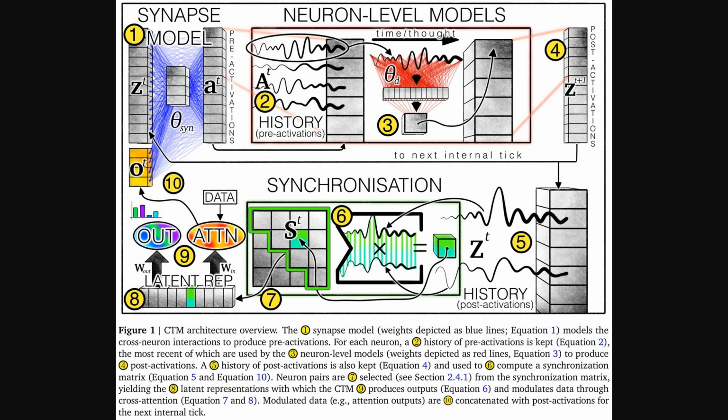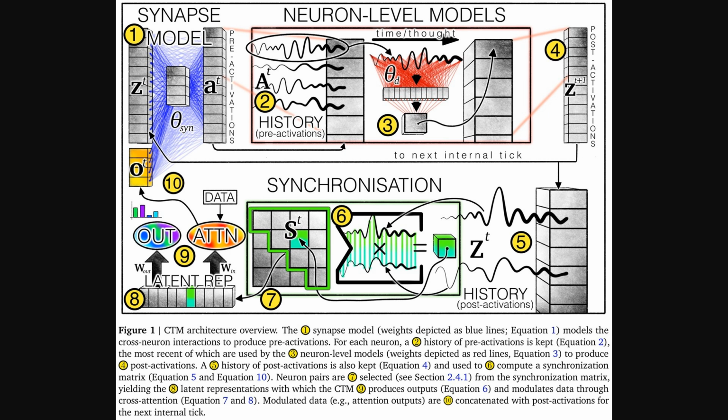Okay, so this first figure really gives us a great visual overview of the continuous thought machine architecture we were just talking about. It shows how the system processes information through several key stages. First, there's the synapse model, labeled as 1. This part takes the previous post-activations, which are the neuron outputs from the last step, and also attention outputs, and it computes what are called pre-activations. These pre-activations are essentially the input signals for each neuron.